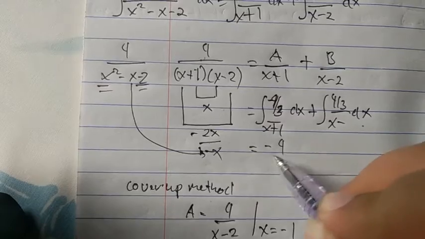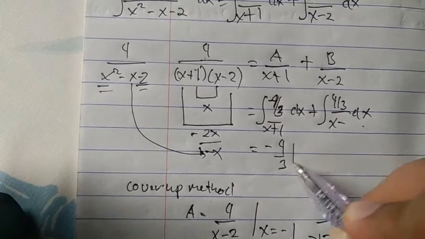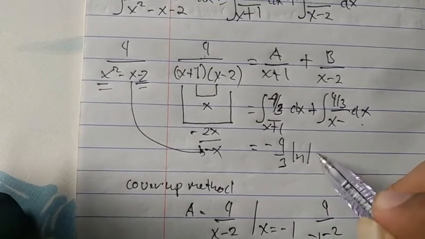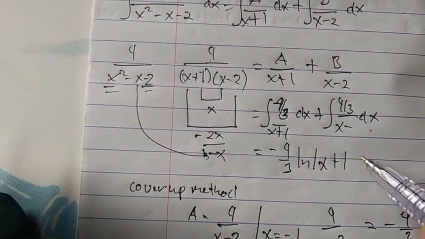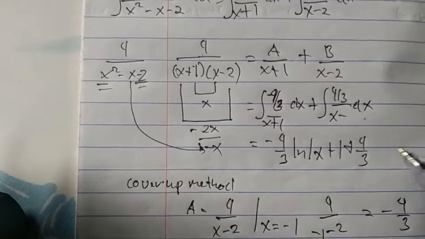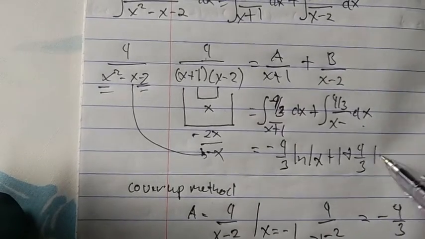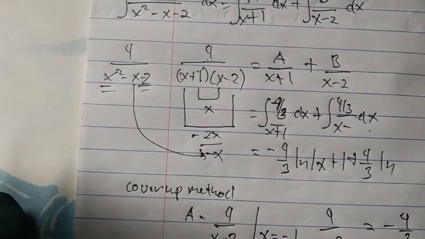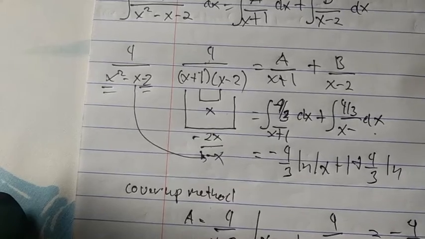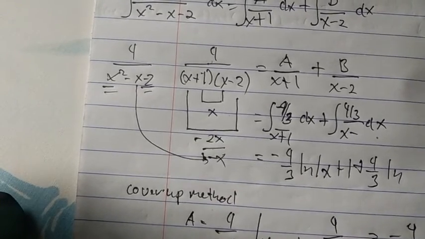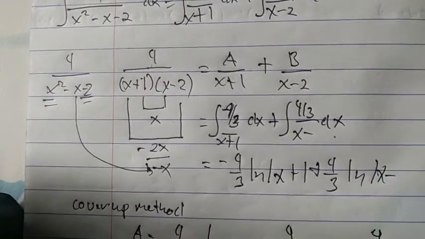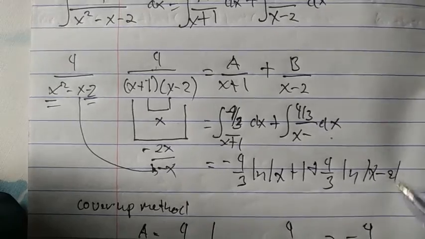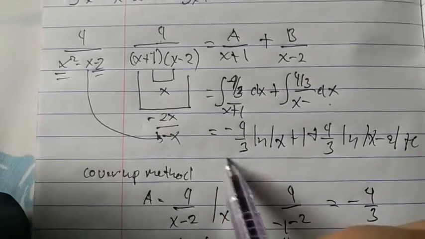This will be negative 4/3 ln absolute value of x plus 1 plus 4/3 ln absolute value of x minus 2, plus c, and this is our final answer.